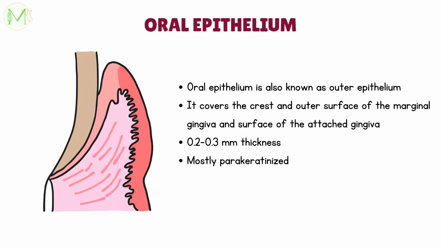The second type of epithelium is oral or outer epithelium. It covers the crest and outer surface of the marginal gingiva and the surface of the attached gingiva. It is approximately 0.2 to 0.3 mm thick, and it is mostly parakeratinized in nature.